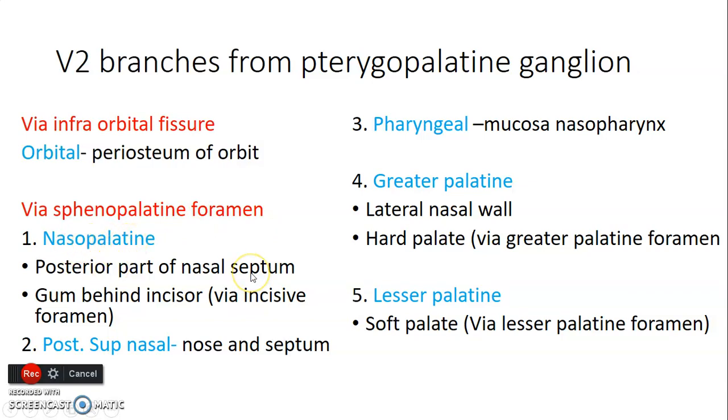These supply the posterior part of the nasal septum and the gum behind the incisors via the incisive foramen. Then you can also have the posterior superior nasal nerve to the nose and the nasal septum. Then we have pharyngeal branches supplying the mucosa of the nasopharynx, and the greater palatine nerve onto the lateral nasal wall and the hard palate via the greater palatine foramen. We also have lesser palatine nerves that will supply the soft palate. So greater palatine supplies the hard palate, while lesser palatine supplies the soft palate via the lesser palatine foramen.